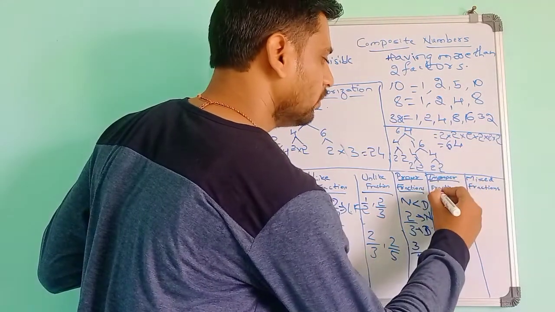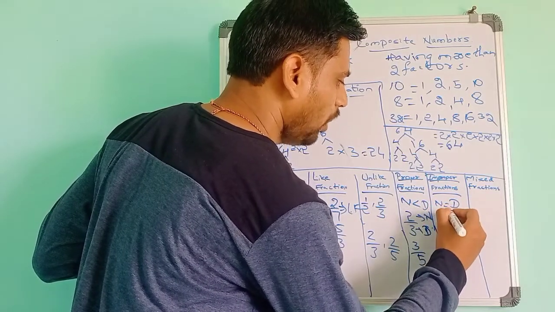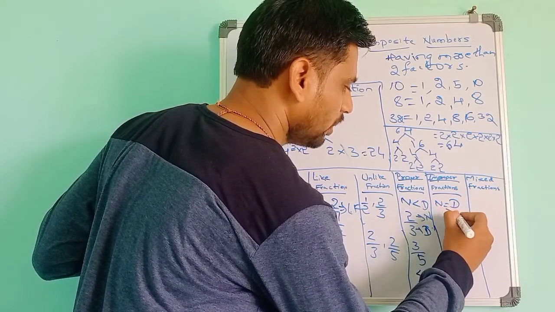Improper fractions means the numerator is equal or greater.